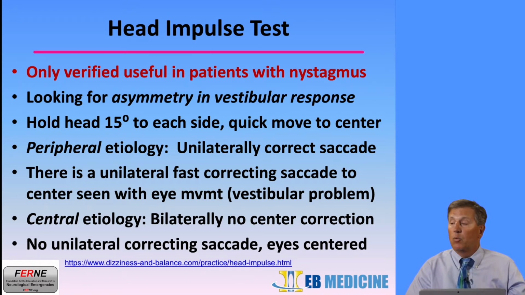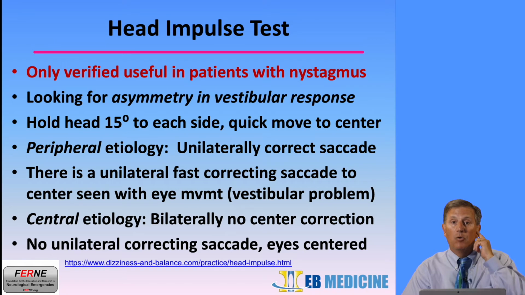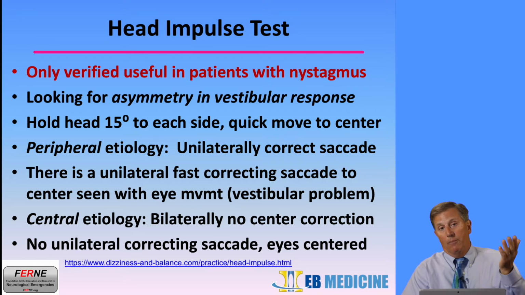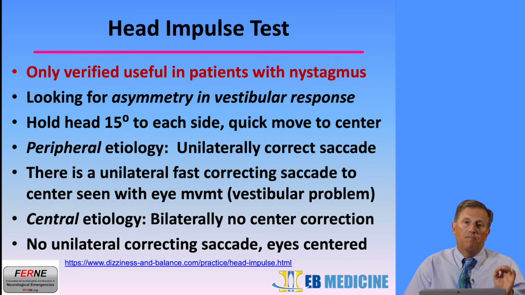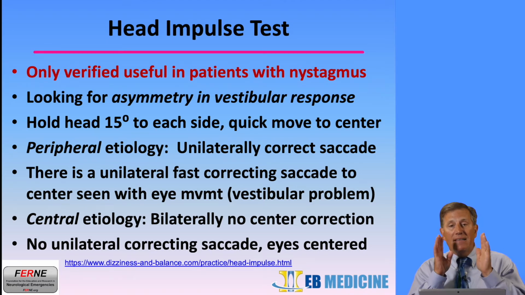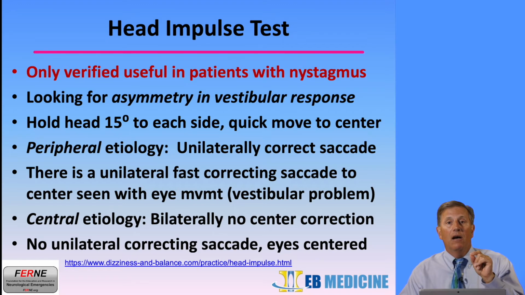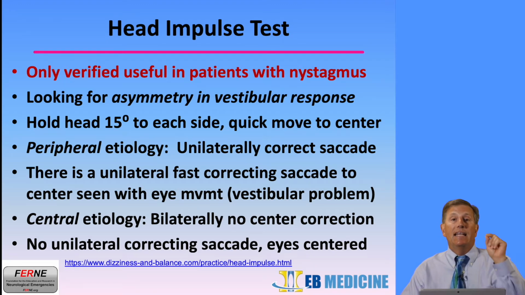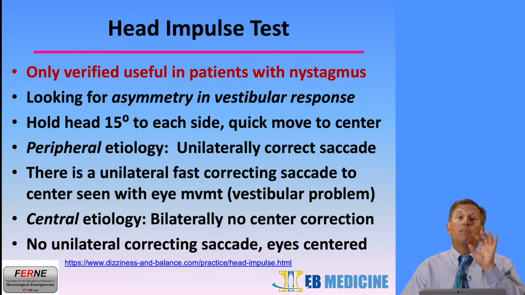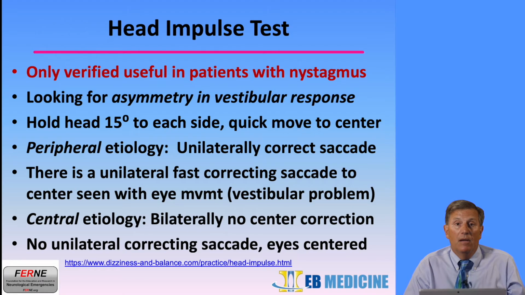If the left side is diseased, when you move the head to the right and to the center, the eyes will drift to the left because the left side is abnormal or diseased with neuritis or labyrinthitis. So what I'm saying is this. If you are considering a peripheral etiology, there should be a unilateral fast saccade to the center seen with eye movement suggesting a vestibular problem. In other words, having a fast saccade with movement to the center from one side or the other. If you observe a fast saccade on one side or the other, this is a good finding. It is a positive finding, and a positive finding suggests a peripheral etiology, suggesting that one side or the other in your vestibular system is failing.